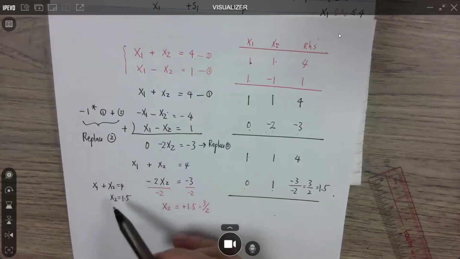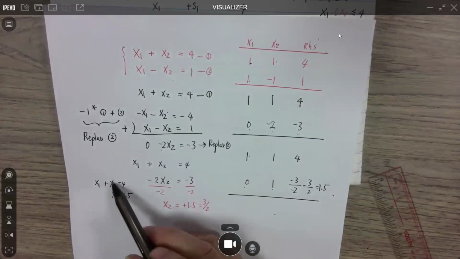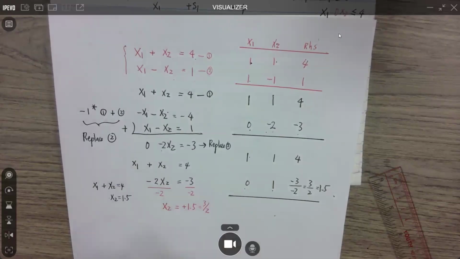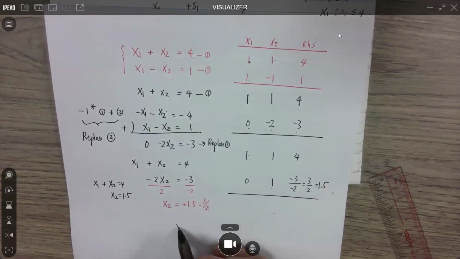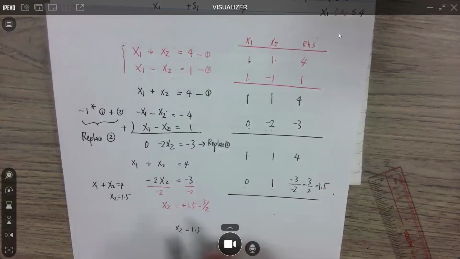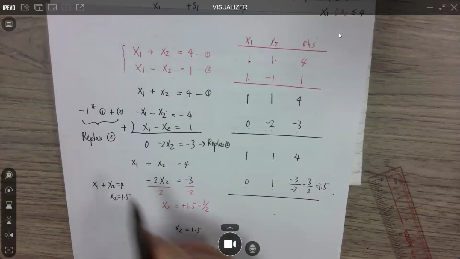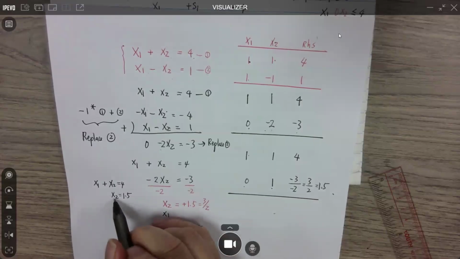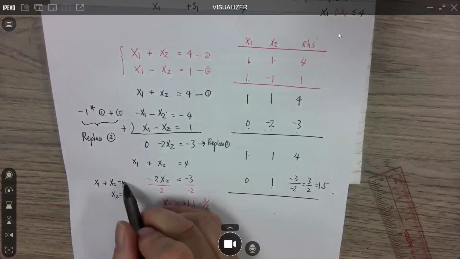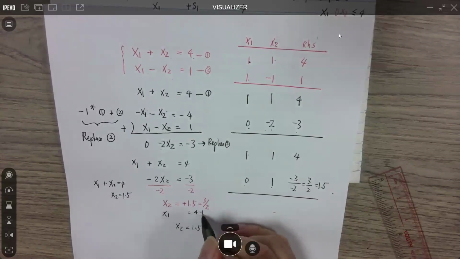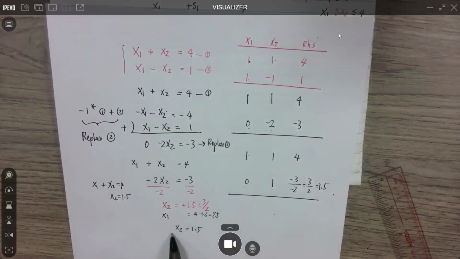It's very simple. All we need to do is times -1, add up to here and replace equation 1. So how can I do that? Look at here. I times -1, I know x2 is 1.5. If I times -1 and add up to the previous one, it's x1, but minus x2 plus x2 becomes 0. Minus 1.5 add up to here is 4 minus 1.5, which gives you 2.5. Therefore, I find x1 is 2.5, x2 is 1.5.